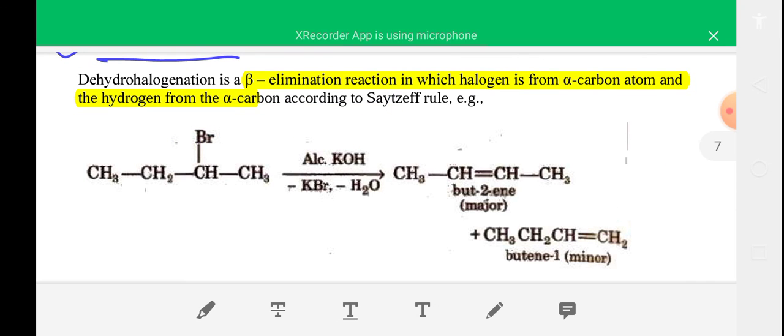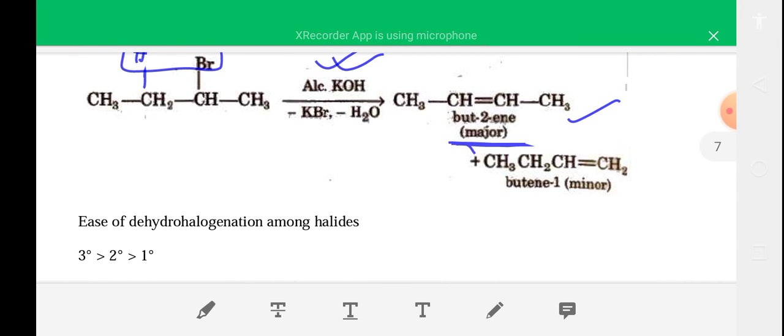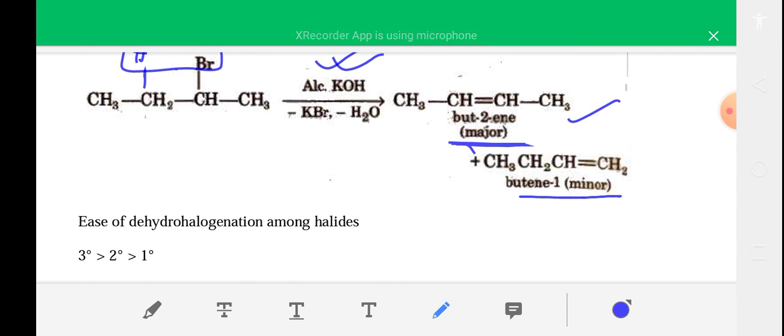HBr will be removed from the substrate and you will get alkenes, and the major product will be the more substituted alkene, from one hydrogen atom from this carbon and the Br atom from this carbon. If you use alcoholic KOH, you will get the elimination product. HBr will be eliminated from the substrate, and you have to give a double bond. So you will get two types of product: the minor product, but-1-ene, and the major product, which is but-2-ene.